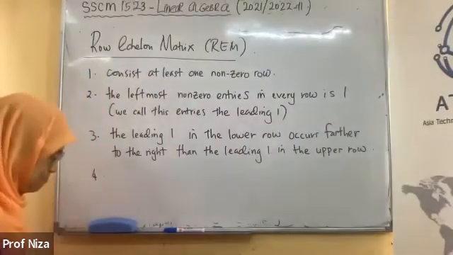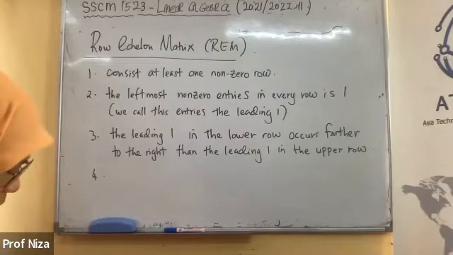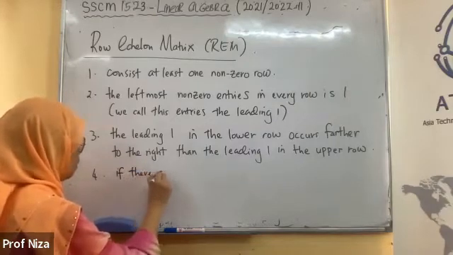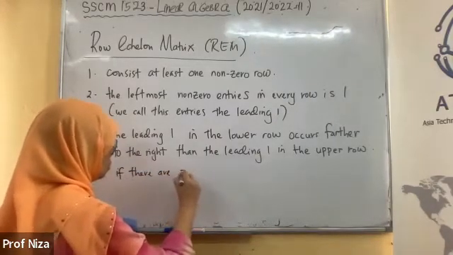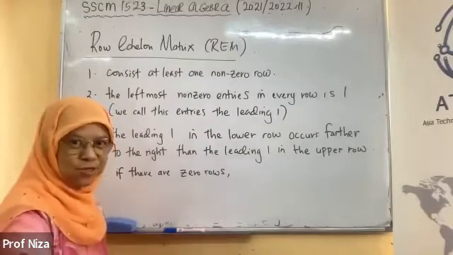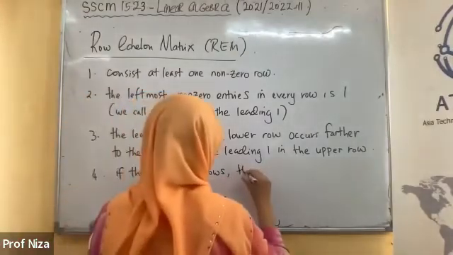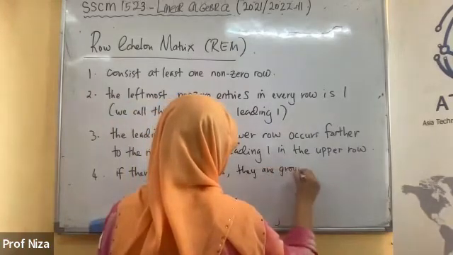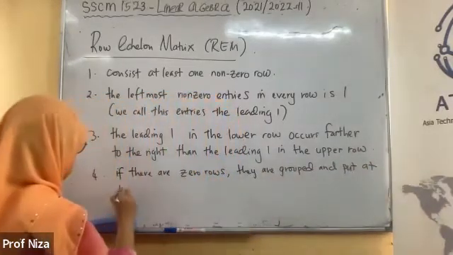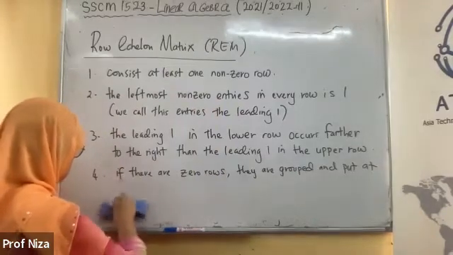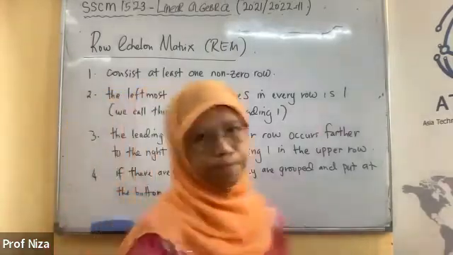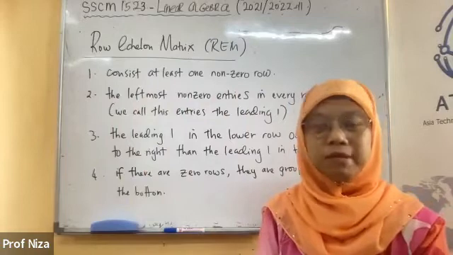And the last one, if there are zero rows or rows of zeros, right? All zeros, they are grouped and put at the bottom. Okay. Bottom of the matrix.